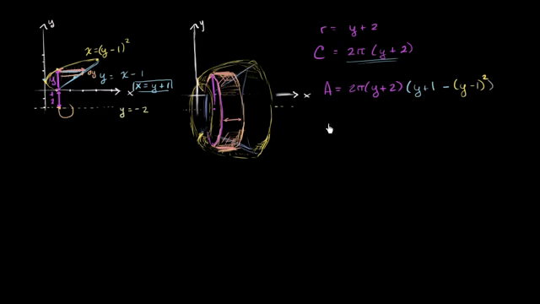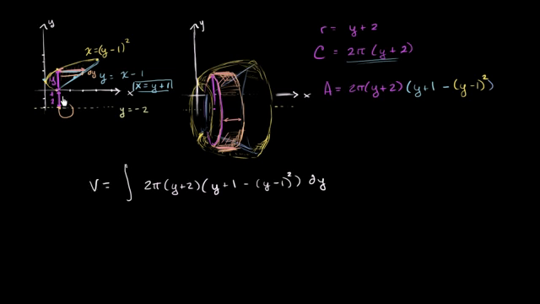And then if we want the volume of that shell, we've got the outside surface area of this shell right now, we just multiply it by its depth, which is just dy. So that sets up our integral. The volume of one shell, I'll do it all in one color now, is 2 pi times y plus 2 times y plus 1 minus y minus 1 squared. And we multiply that times the depth of each shell, dy, and then we integrate over the interval. So the volume is going to be this.